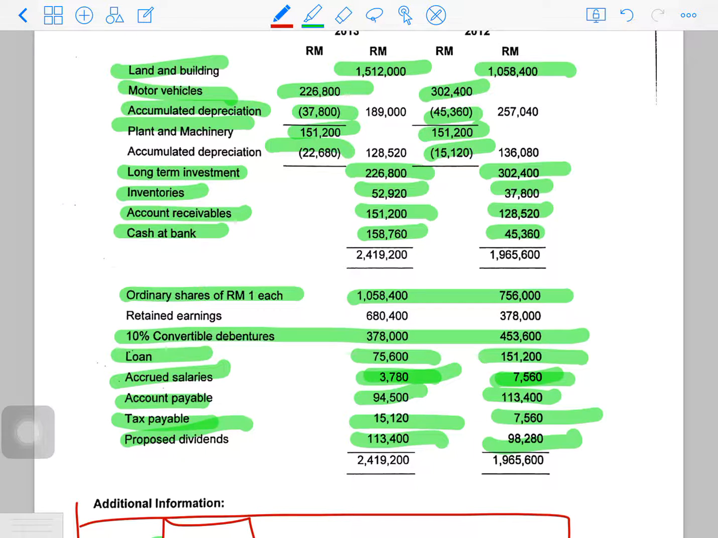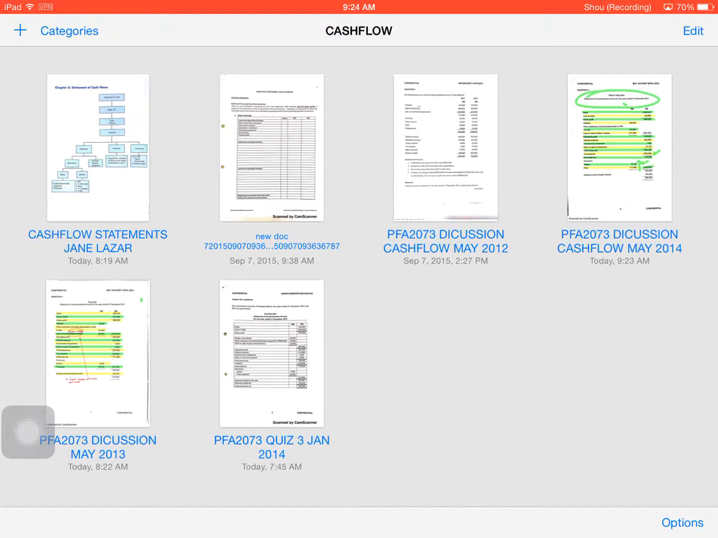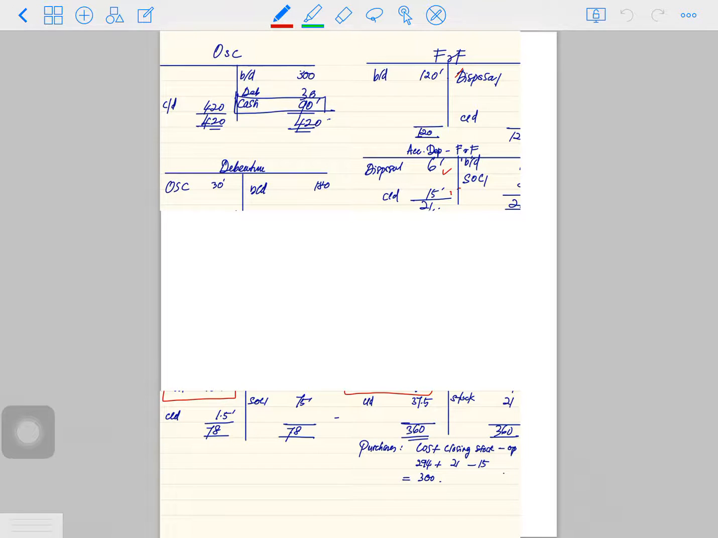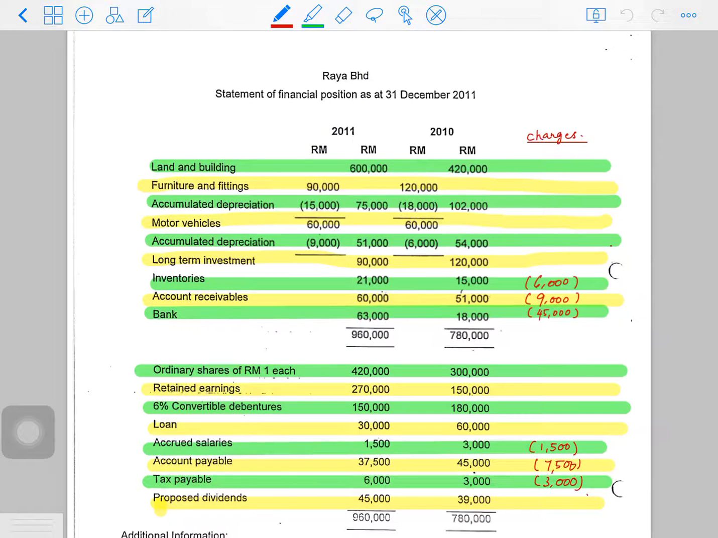So saya rasa kita stop kat sini dulu lah. Sebab yalah, kita akan continue lagi soalan past year ni. Kita akan tengok soalan, soalan mana nak tengok ni, discussion yang lebih senang sikit lah dulu. Okay, kita tengok soalan yang ni lah kot. May 2013 ni. May 2013. Sets Raya Berhad ni. Kita tengok yang ni.